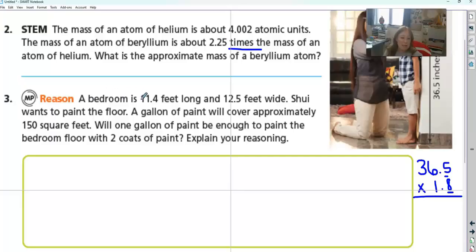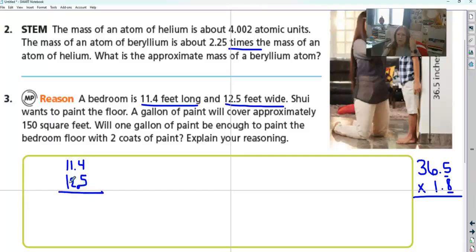Hey, a bedroom is 11.4 feet long and 12.5 feet wide. Shuey wants to paint the floor. A gallon of paint will cover approximately 150 square feet. Will 1 gallon of paint be enough to do 2 coats of paint? Okay, so area, she's got a rectangle, is base times height. So we're going to take the base here, 11.4, times how wide the floor is to get our answer first.